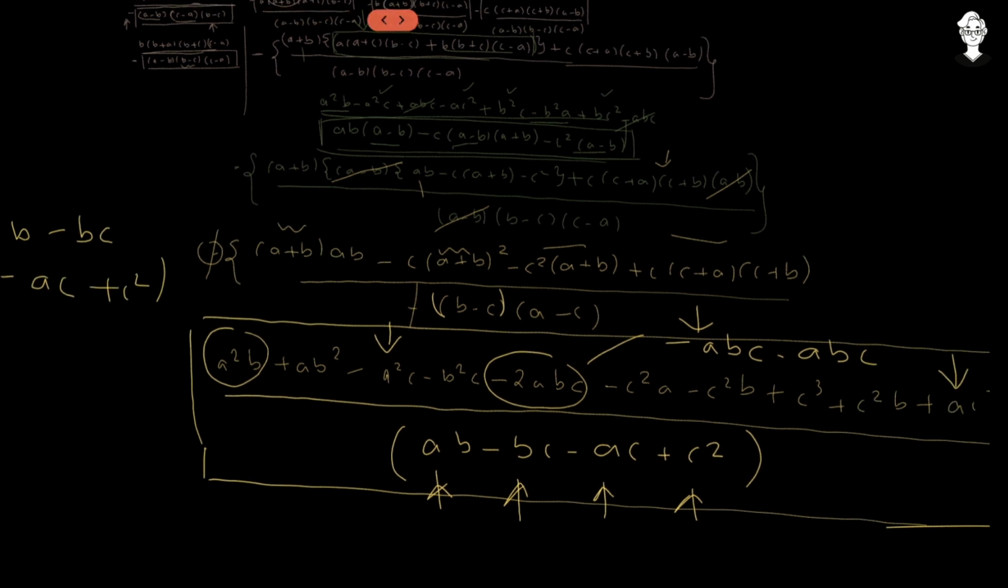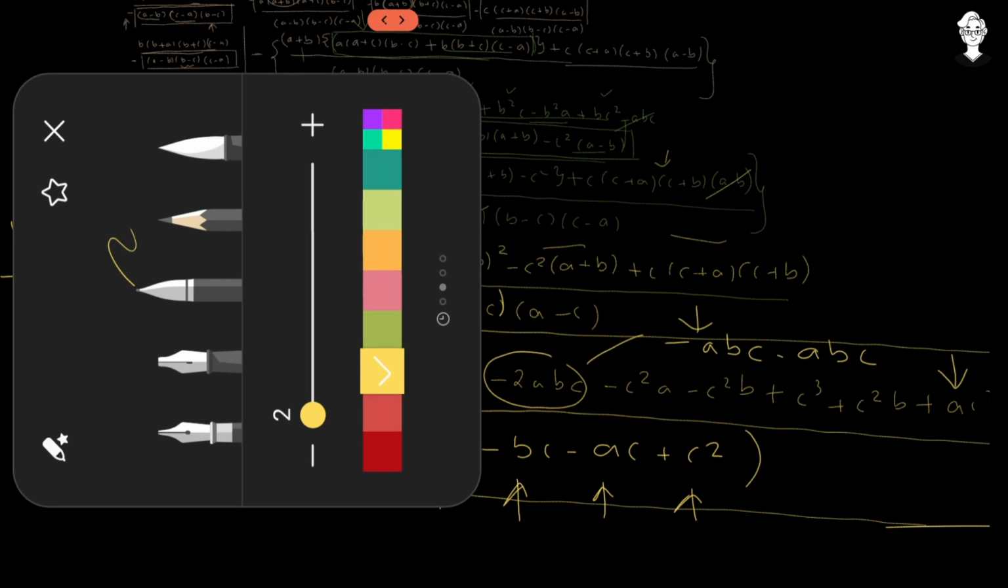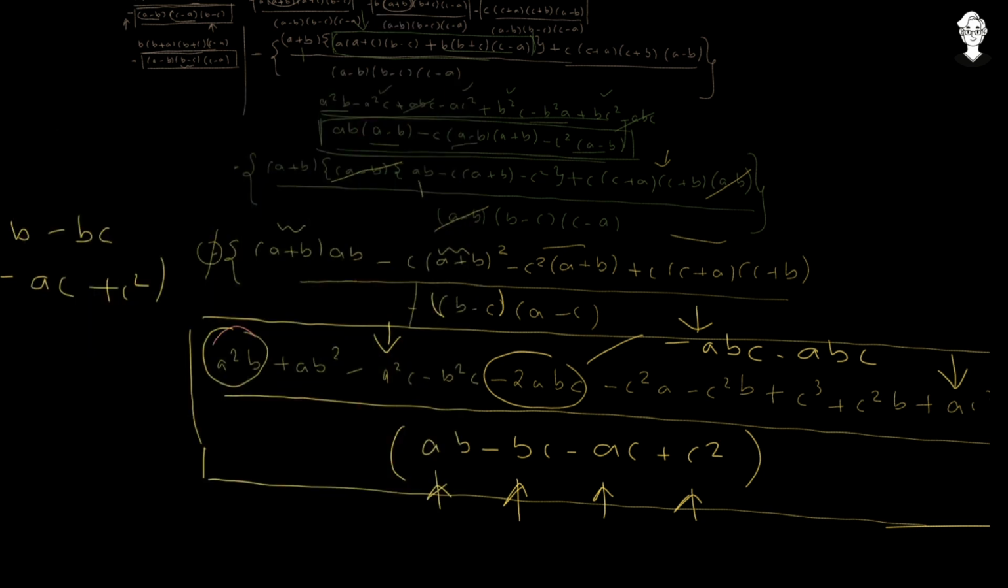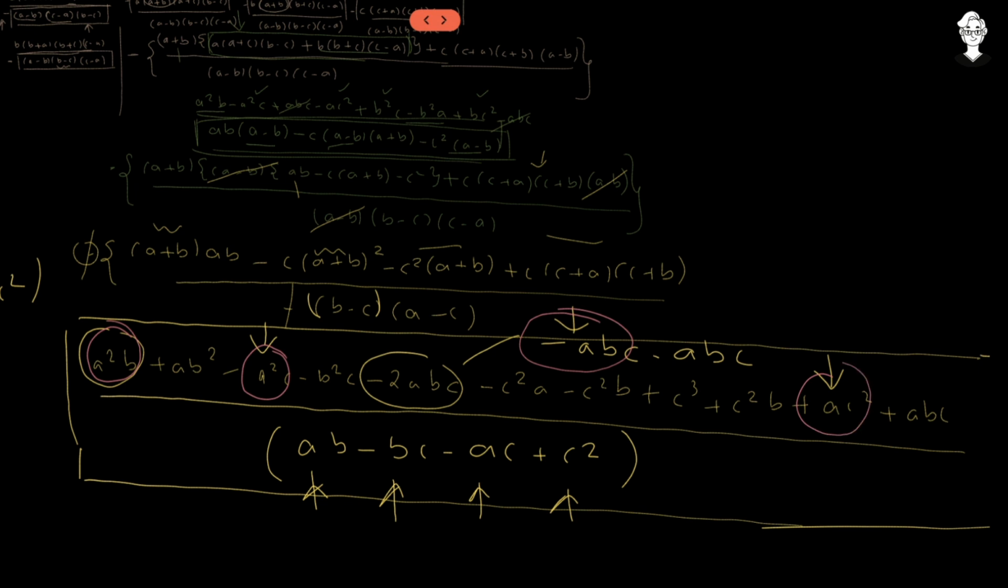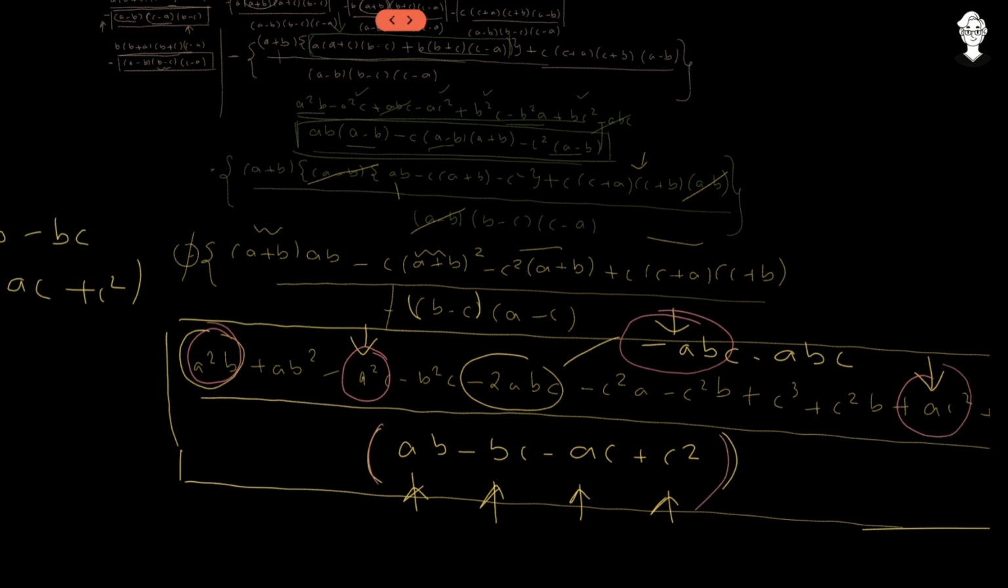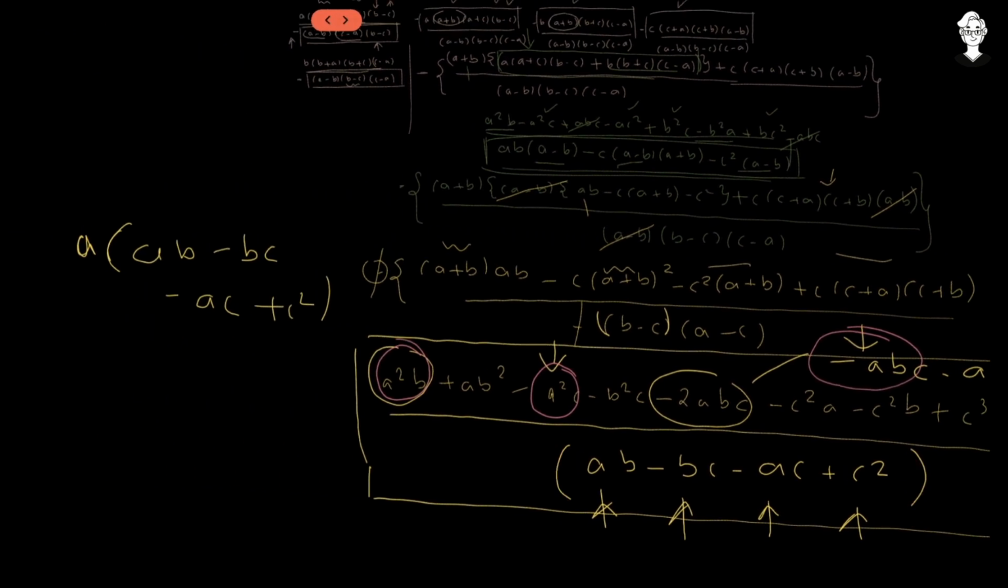So if I take a common from these terms, let me just change the color. So if I take a common from this particular term, this particular term, this particular term, and over here this term, I am getting this particular bracket as in multiplication. Okay, now let us try the same thing with b.